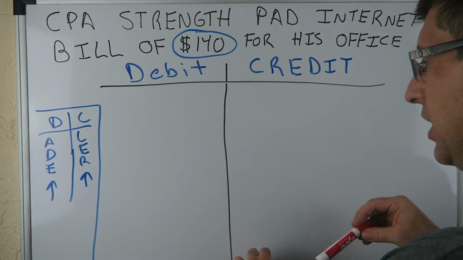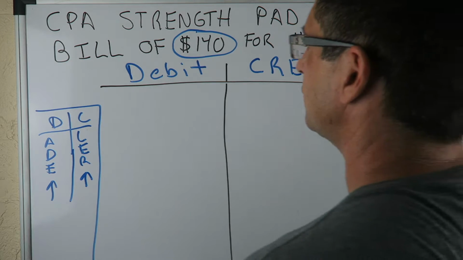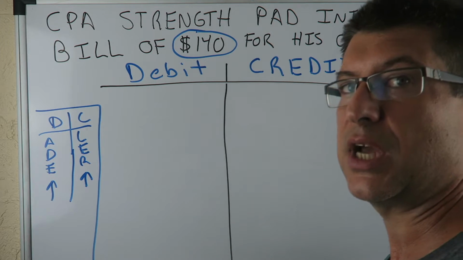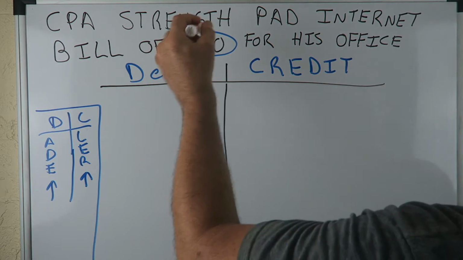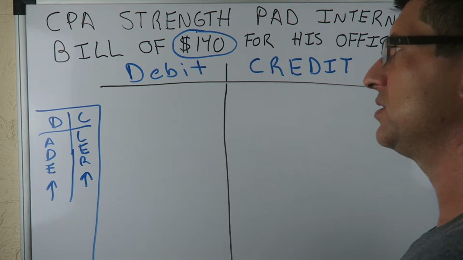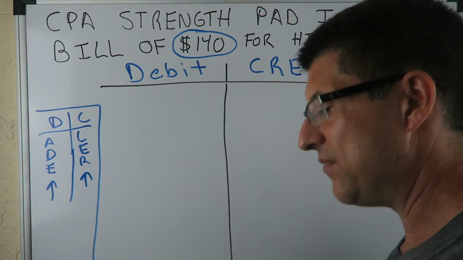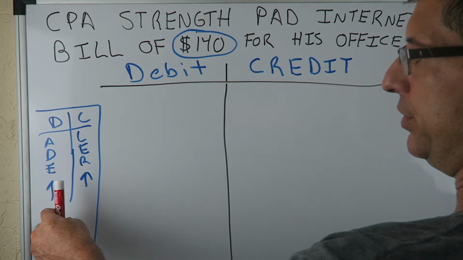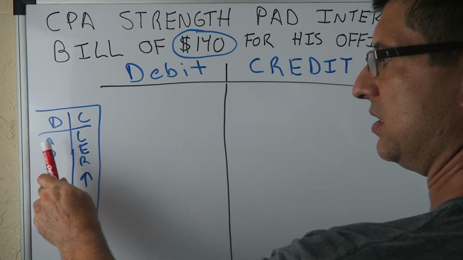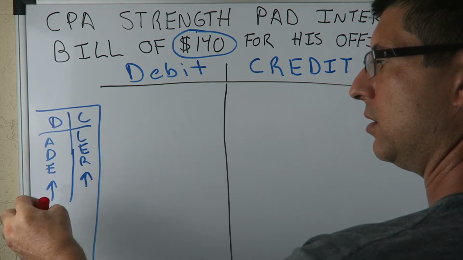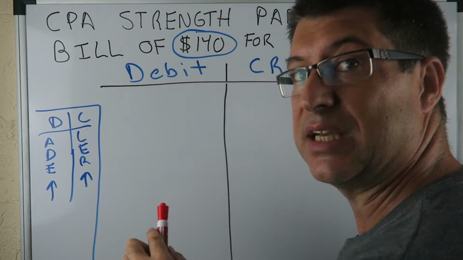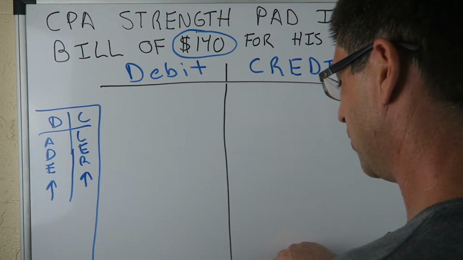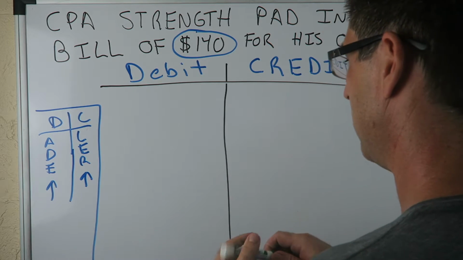Where do we put the cash? Paid internet bill of 140 for his office. Which side do we do it on? So you have cash leaving. We know cash is an asset. If it's increasing, we debit it, but it's not increasing, it's decreasing. So we credit it, and it's just that simple. That would be your credit.